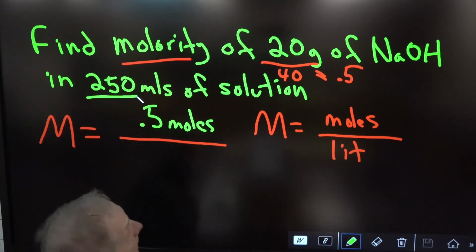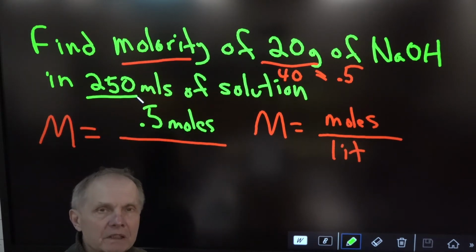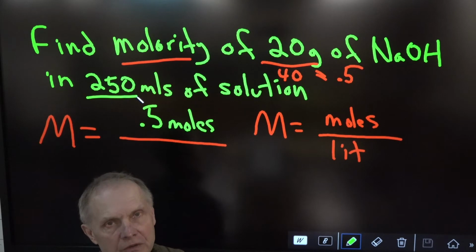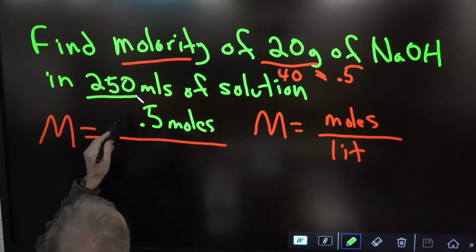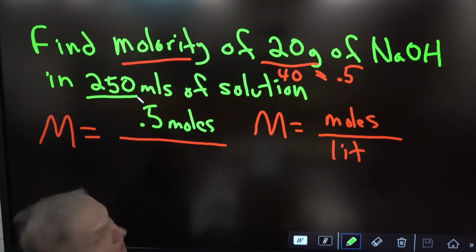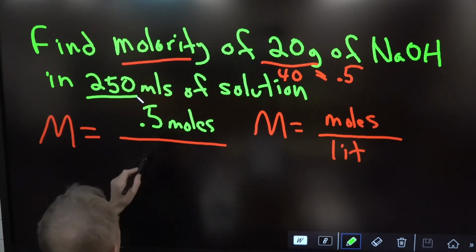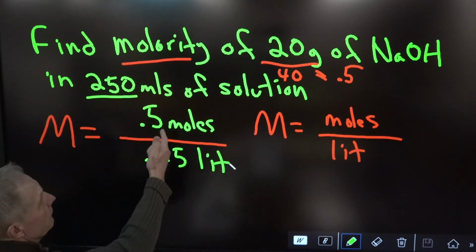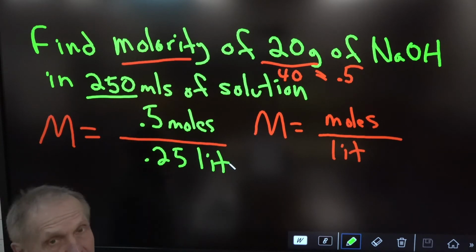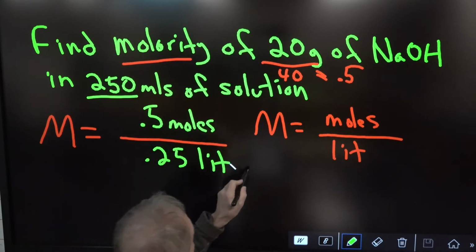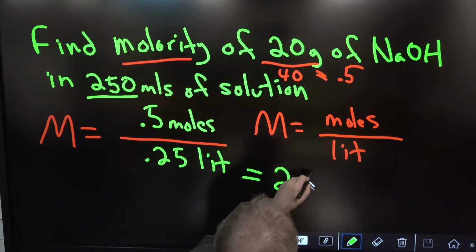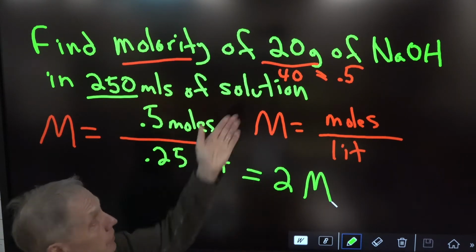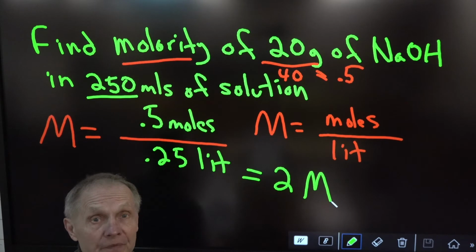I can't use 250 mL because it has to be in liters. So if they give you mL, this is really simple. Just divide by 1,000. So if I divide that by 1,000, I move the decimal place 3 places to the left. All right, so I get 0.25 liters. So now I have 0.5 moles over 0.25 liters, and that equals 2 big M. Remember, big M stands for molarity. So this is a 2 molar solution of sodium hydroxide. That's how you do it.